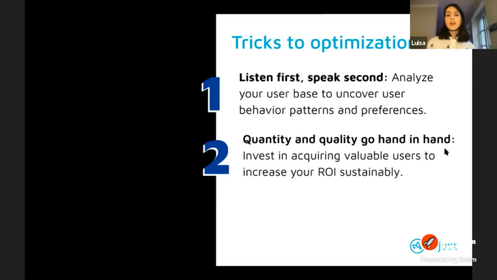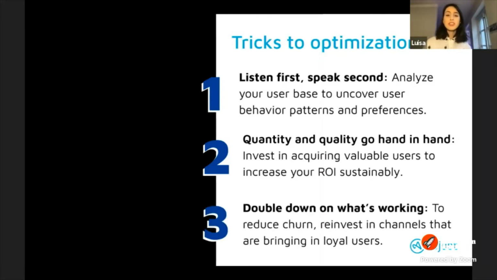And this, honestly, has to do a lot with the second tip. It's important to have quantity and quality going hand in hand. The more you invest in acquiring valuable users, the more you're going to increase your ROI sustainably. Because we're talking about subscriptions here, you're talking about users that are paying a recurrent fee every single month. You have to have people in your app that know the value and see the value enough so they are paying for it.